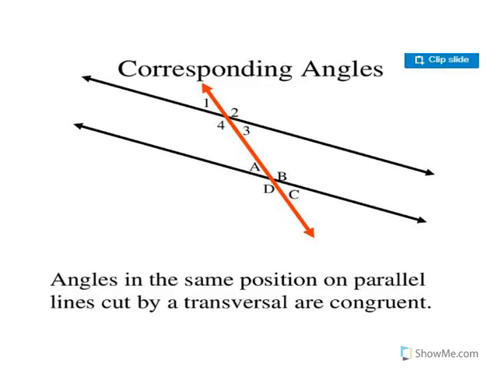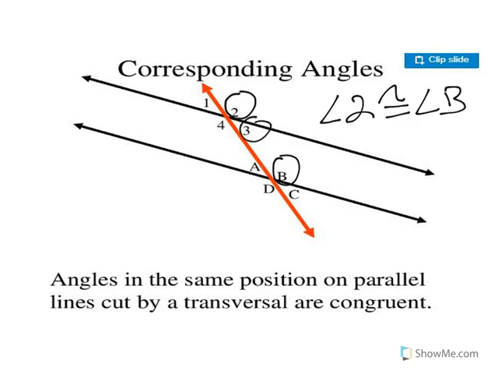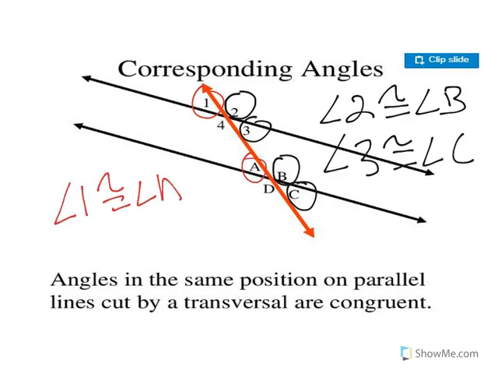Corresponding angles. Angles in the same position on parallel lines cut by a transversal are congruent. So for example, angle 2 and angle B are corresponding angles, so angle 2 is congruent to angle B. Angle 3 is corresponding to angle C, so angle 3 is congruent to angle C. Similarly, angle 1 is corresponding to angle A, so angle 1 is congruent to angle A, and angle 4 is congruent to angle D.